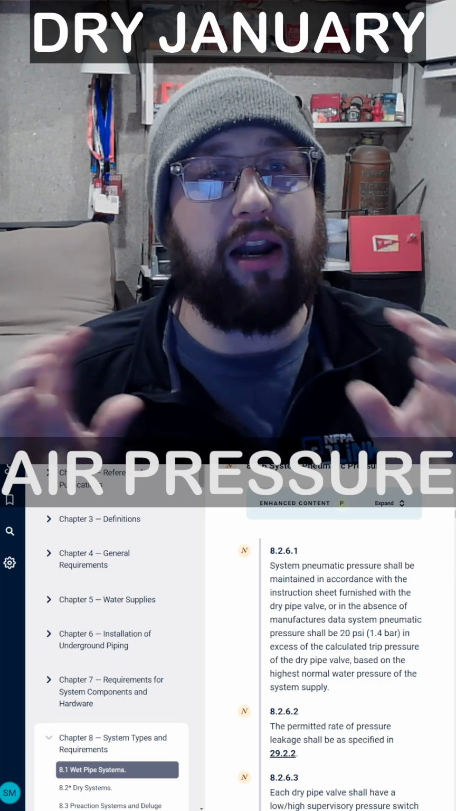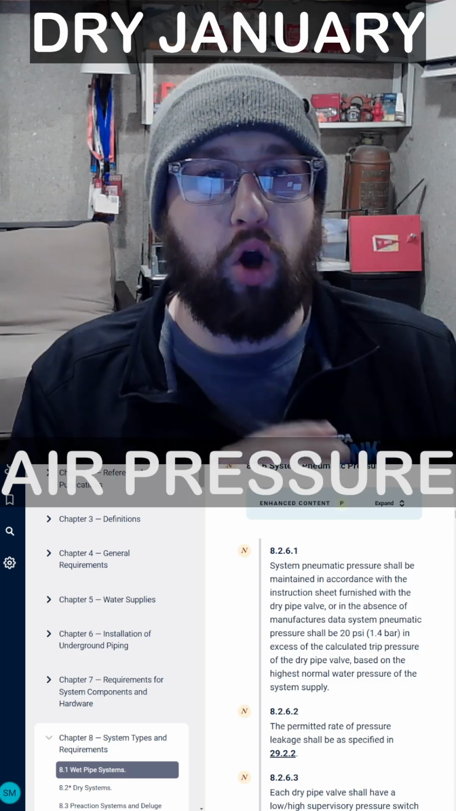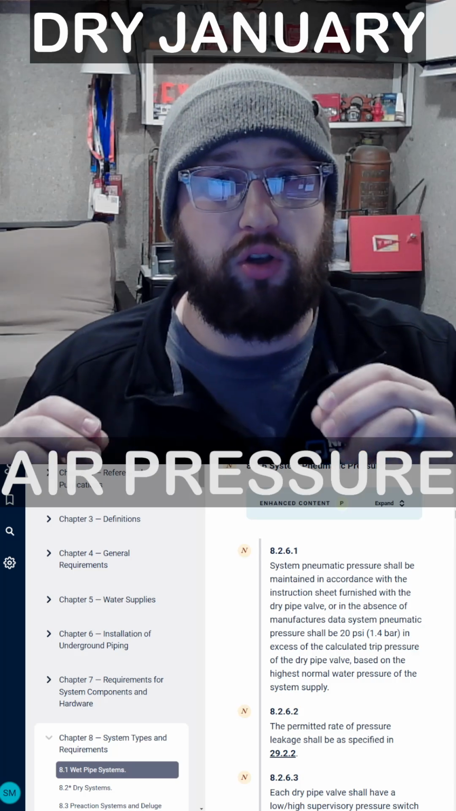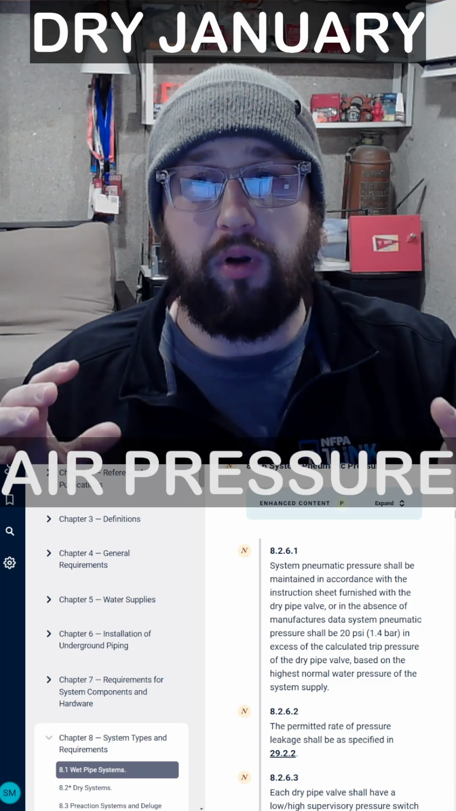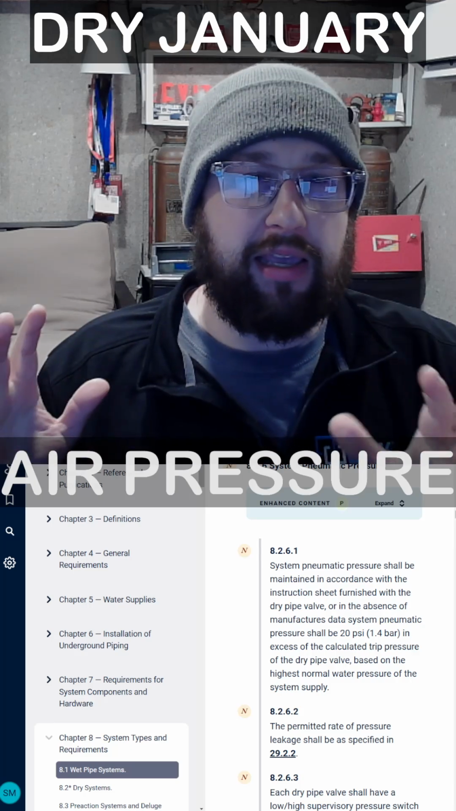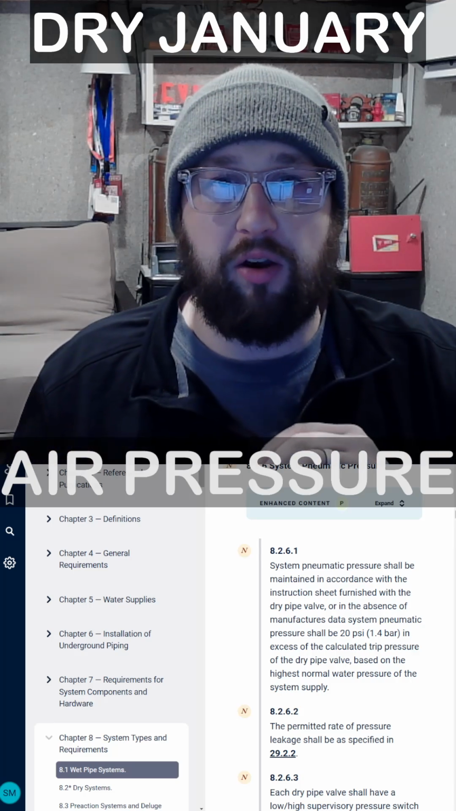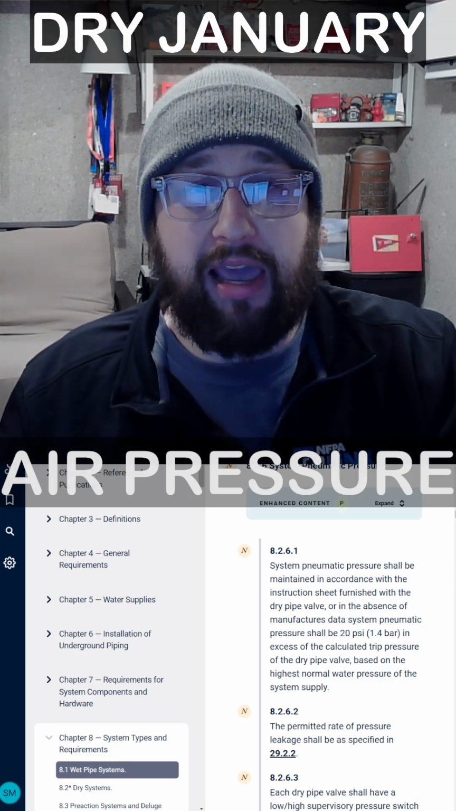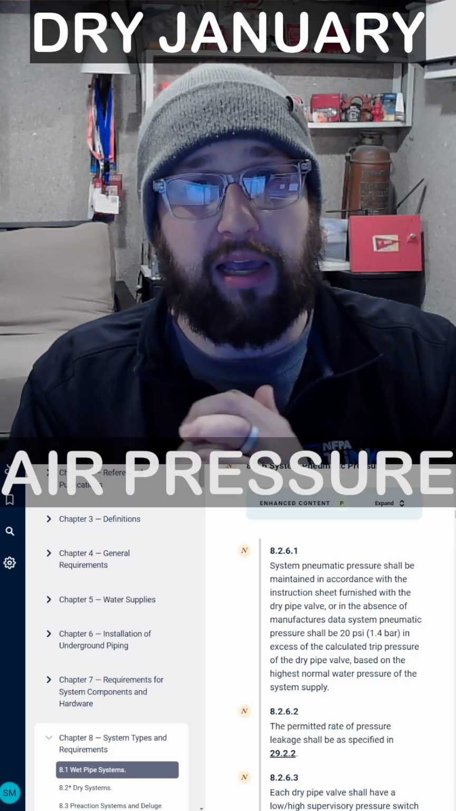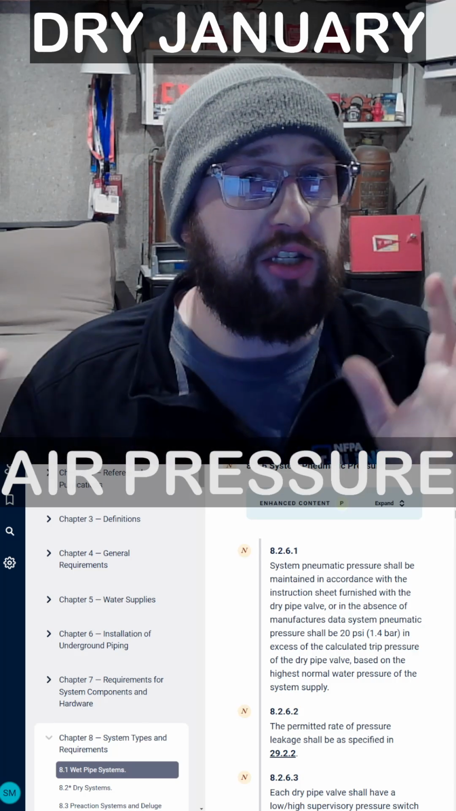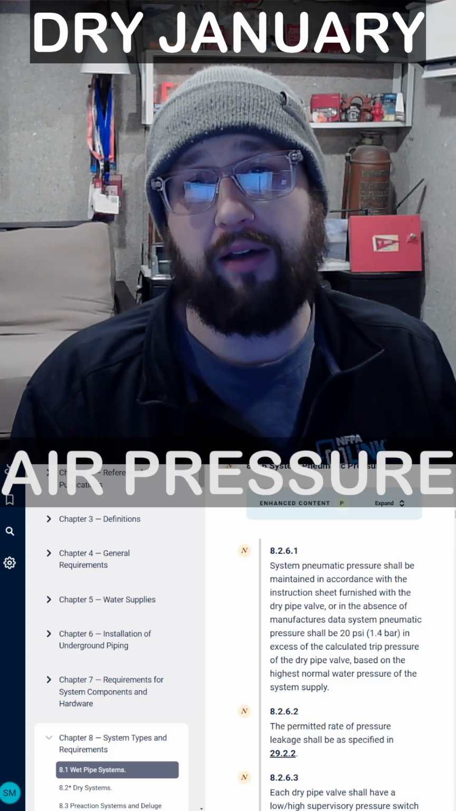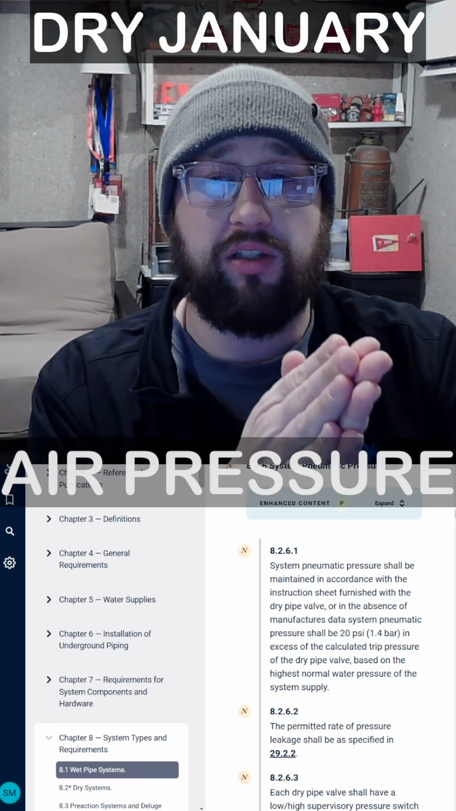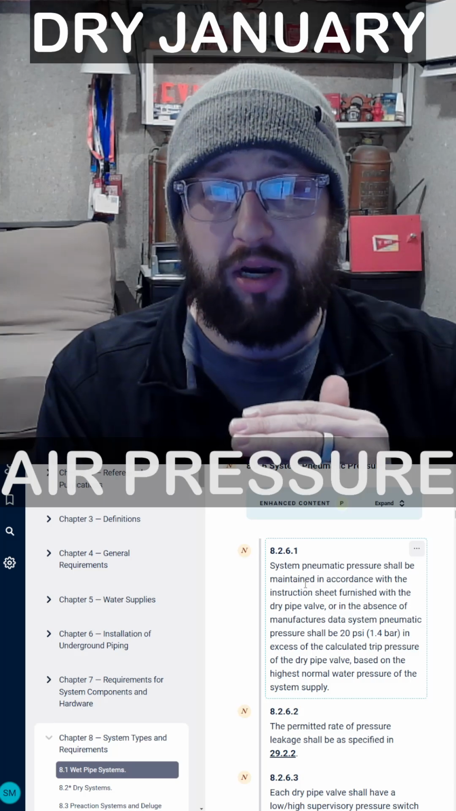The reason we've got to look at that is most or all dry pipe valves have a differential pressure that keeps the clapper closed. Typically for dry valves, it could be around 6-1, meaning 1 psi of air can hold back 6 psi of water. But that changes depending on the dry pipe valve, so you want to look at the manufacturer's instructions to determine that trip pressure.